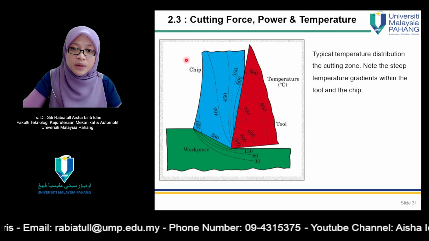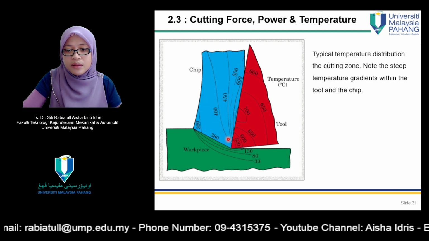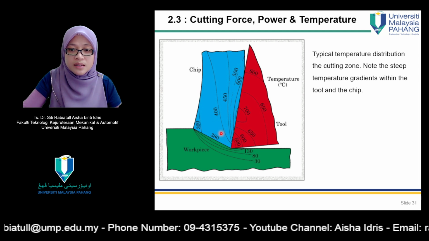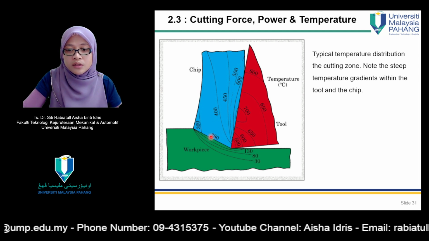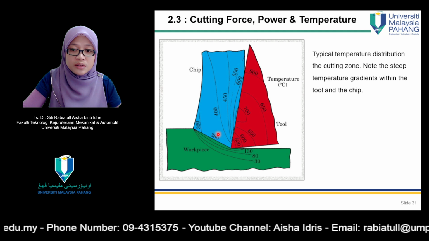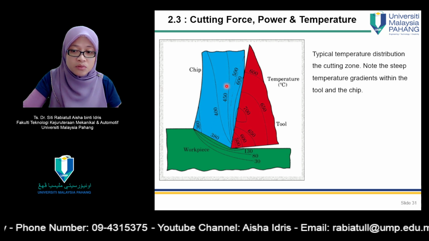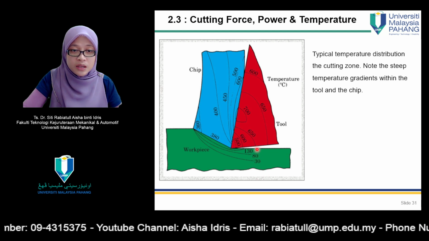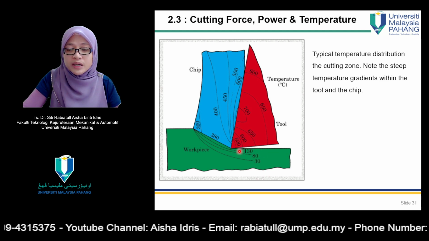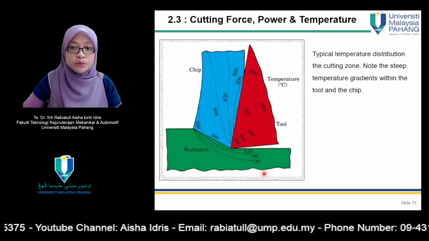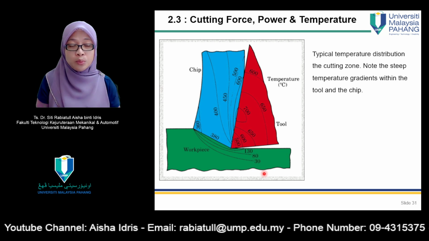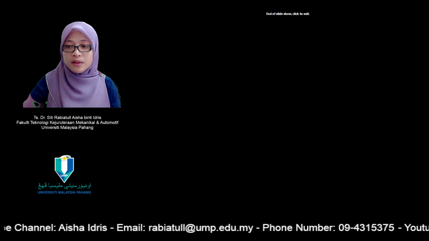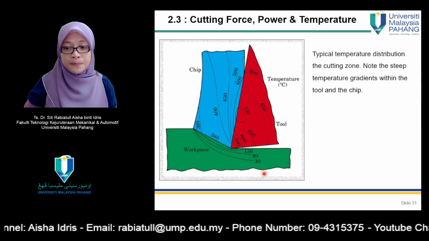Number 2, followed by chip. If you look at this one, the temperature for chip is 360 degrees C, 380, 360, 400, and so on and so forth. As compared to the workpiece area, the temperature is much lower compared to the rest of the other components. So I think that will be all for today's lecture.